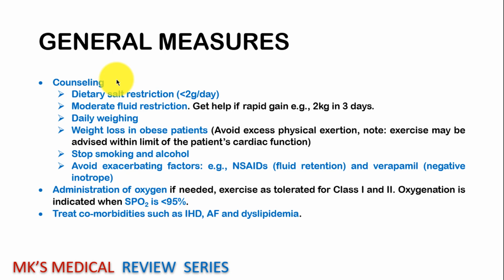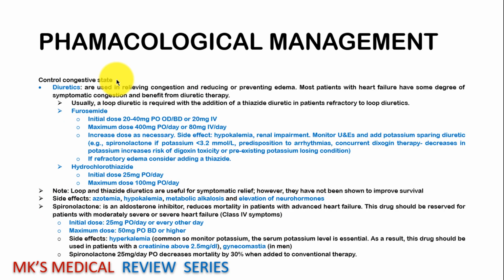Exercise is also done for patients with class 1 or class 2 type of heart failure, and oxygenation is indicated for patients that have an oxygen saturation that's less than 95%. If you have any comorbidities such as ischemic heart disease, treat the ischemic heart disease. If you have any comorbidities such as atrial fibrillation, dyslipidemias, treat those things. Then pharmacological management. The first thing that we had talked about in the principles of management is controlling the congestive state. So you want to get rid of that excess fluid.